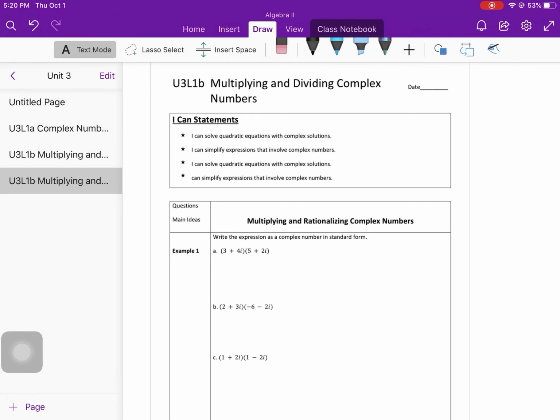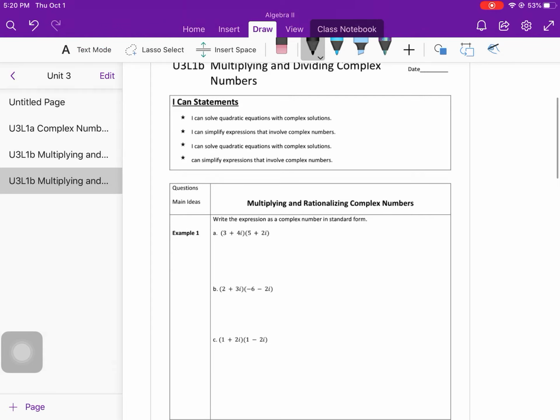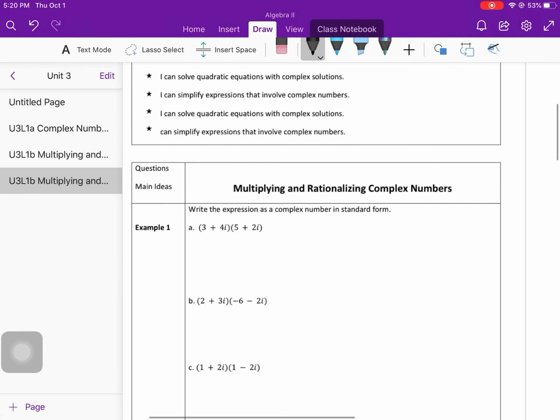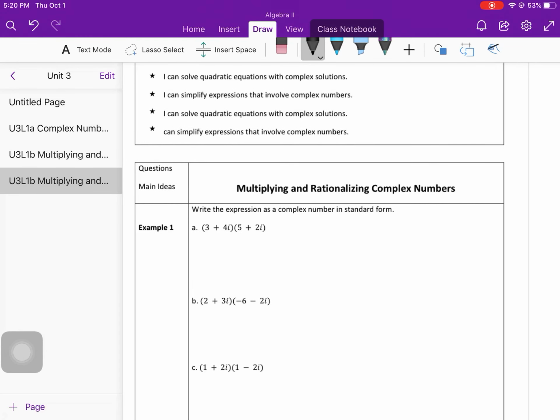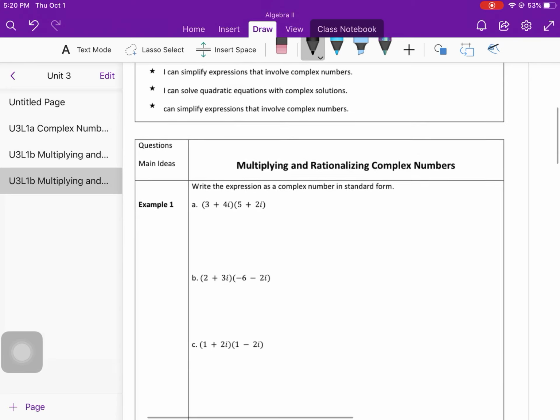Hey guys, welcome to part B of lesson 1. What we are going to be doing now with complex numbers is multiplying and dividing. Okay, so this first part is going to look really familiar. This is where we have to use that FOIL method for example 1.